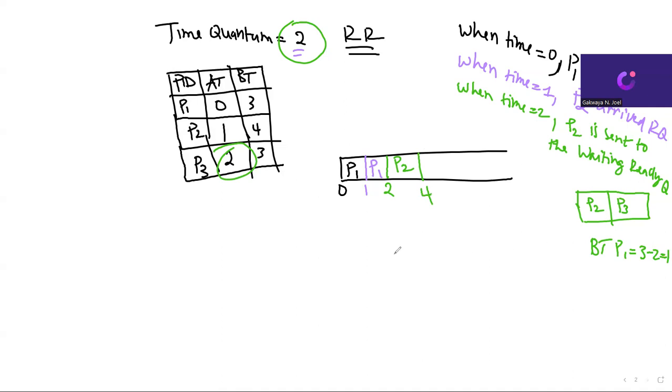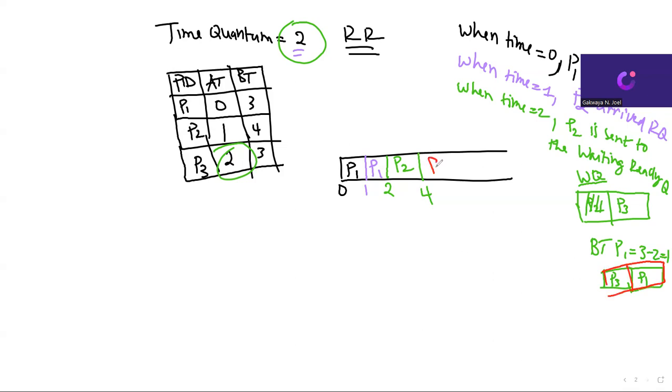Remember, at this time, P1 was sent to the waiting queue. So this is the waiting queue. P2 is removed from here, and P3 is here, and P1 is joining. P1 joined here. Now the next in the waiting queue is P3. P3 will come for the next part here. Let me write with the red one here. All right.